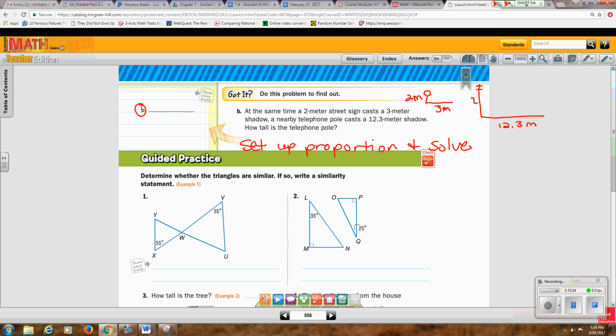So let's call this X. We are looking for the height of the telephone pole. Okay, so X equals height of pole. Okay, I've done that much for you. You set up the proportion and solve for your 2 points today. Okay, and then you guys can compare answers with somebody. And again, I'll always let you fix your answer if you need to.